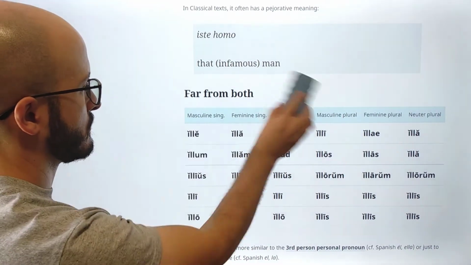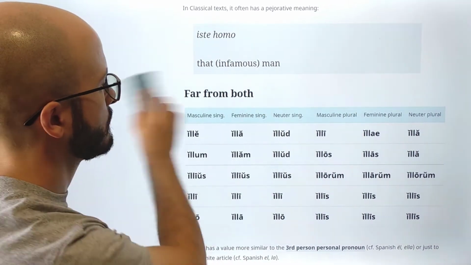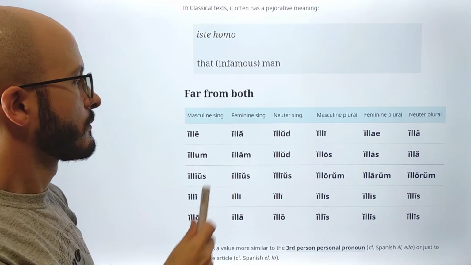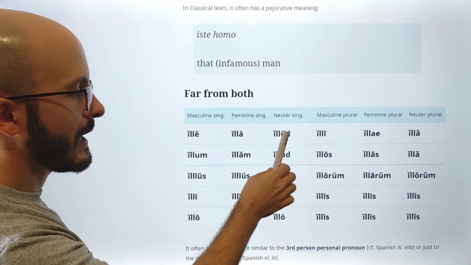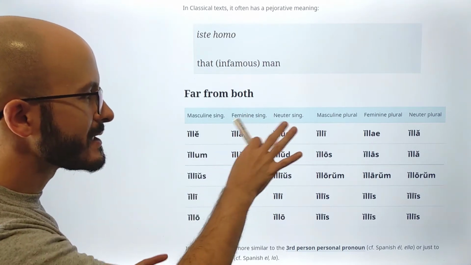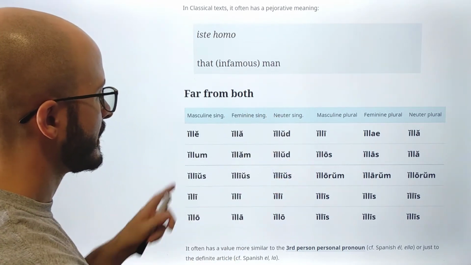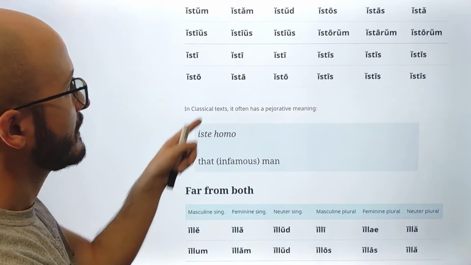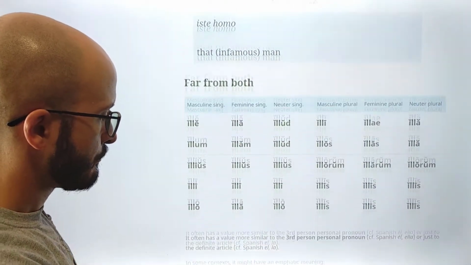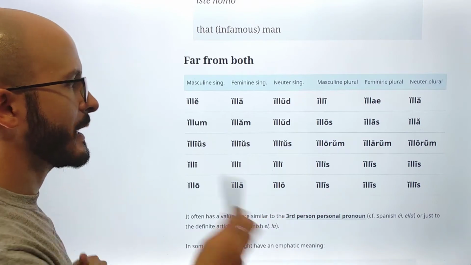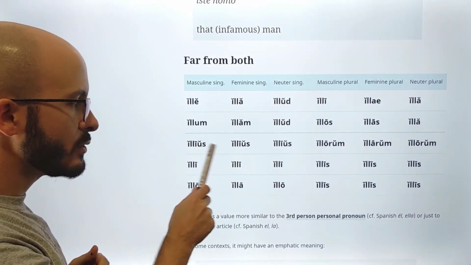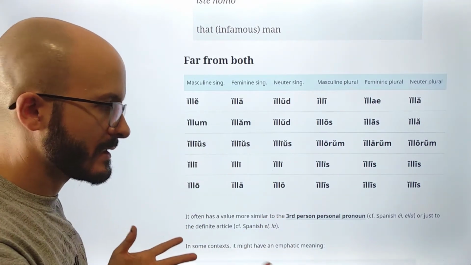Then, far from both. Far from both. So that, okay? Ille, illa, illud. Again, we see similarities, no? Ille, again, we have this e, then we have this d. And other than that, again, it's more or less what we can expect. Again, illius, illi, that's it.